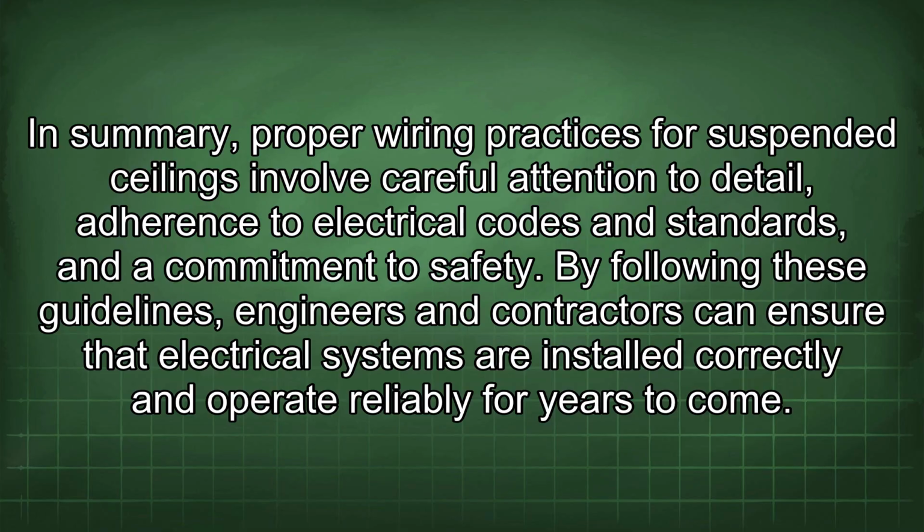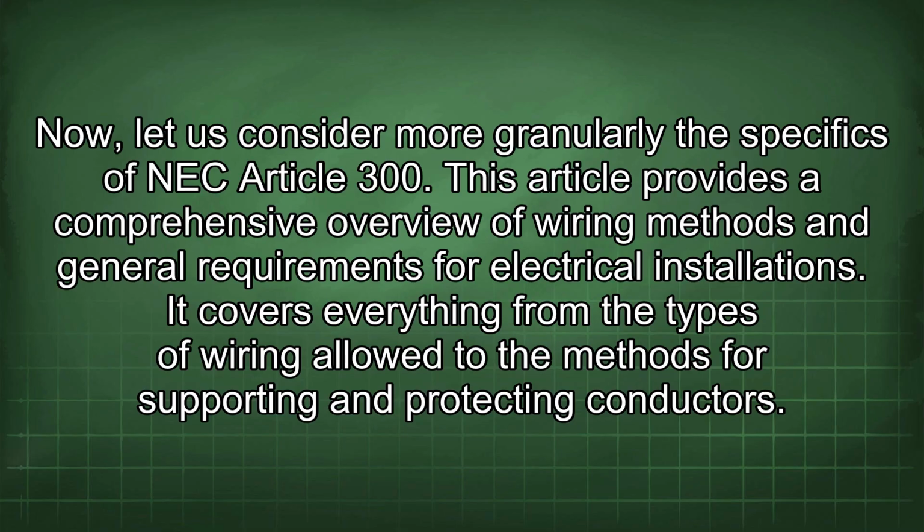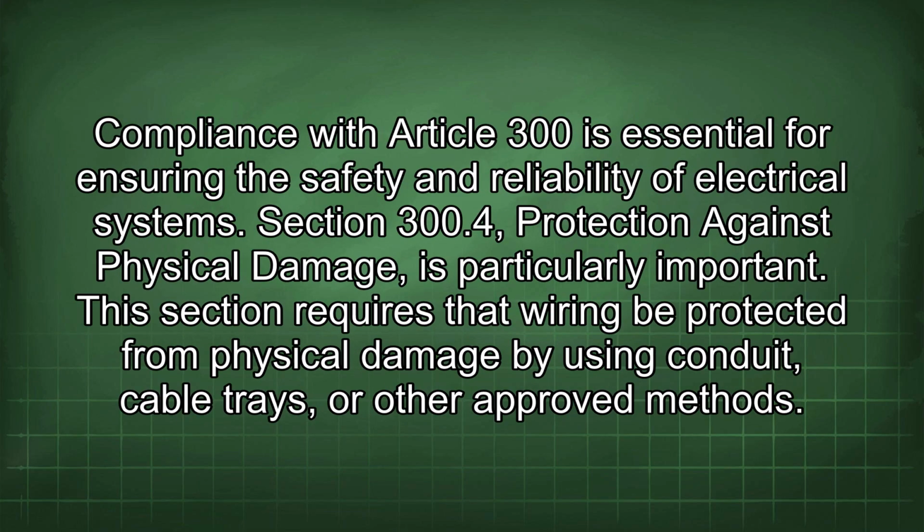By following these guidelines, engineers and contractors can ensure that electrical systems are installed correctly and operate reliably for years to come. Now, let us consider more granularly the specifics of NEC Article 300. This article provides a comprehensive overview of wiring methods and general requirements for electrical installations. It covers everything from the types of wiring allowed to the methods for supporting and protecting conductors. Compliance with Article 300 is essential for ensuring the safety and reliability of electrical systems.